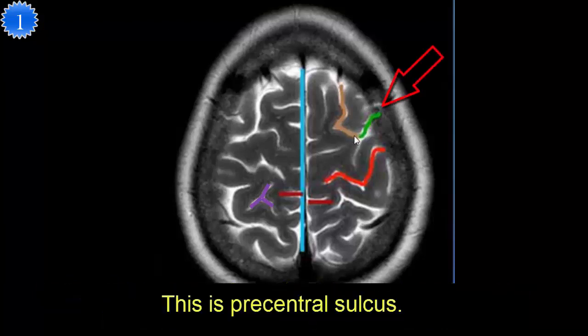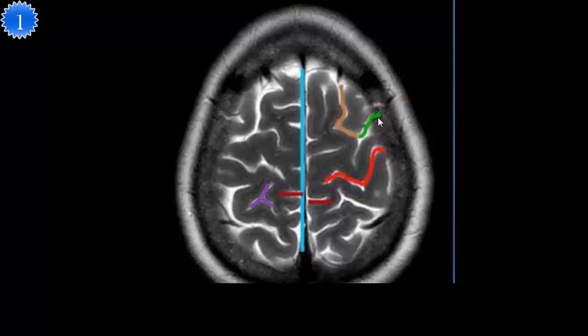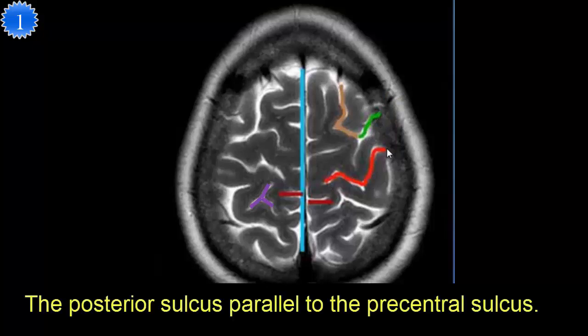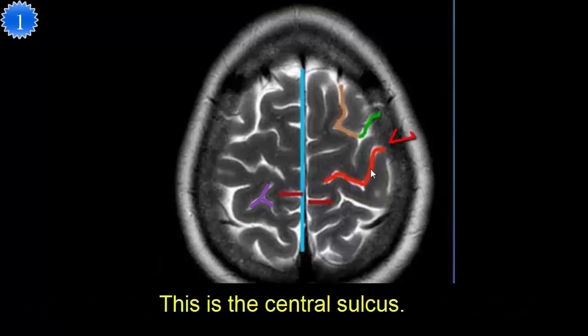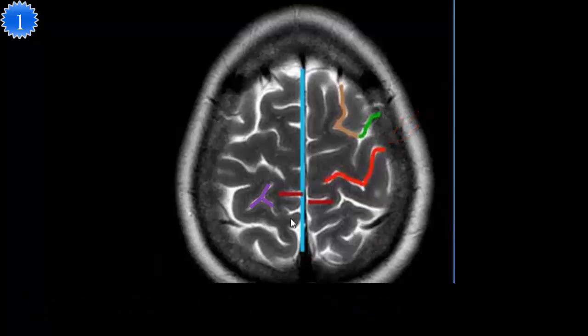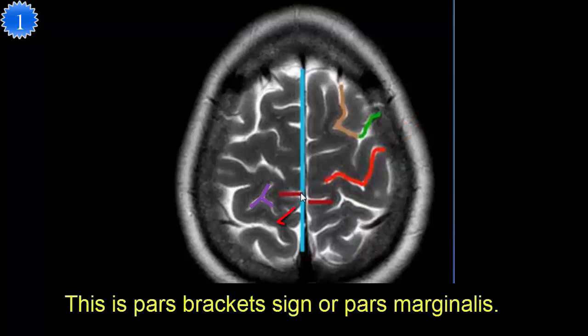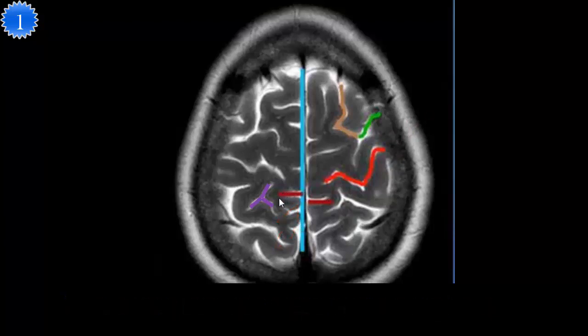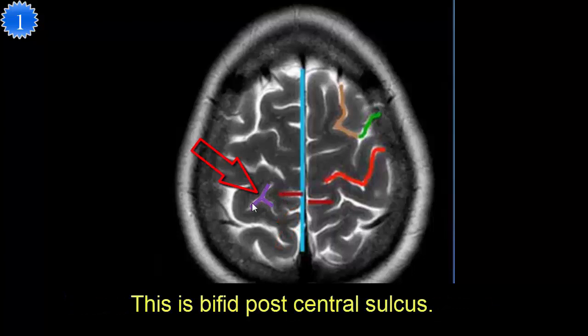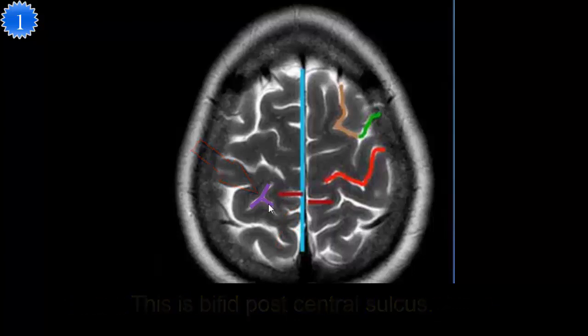This is the precentral sulcus. The posterior sulcus parallel to the precentral sulcus. This is the central sulcus. We can be sure with two more signs. This is the Pars marginalis sign, or Pars marginalis. This is the bifid post central sulcus.